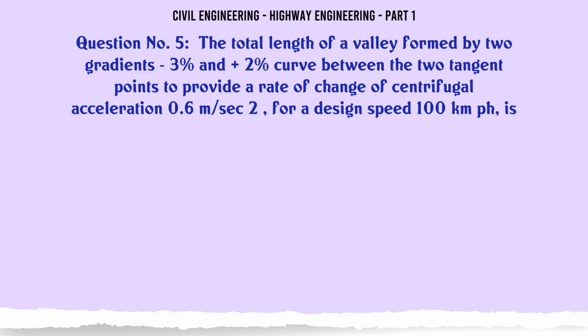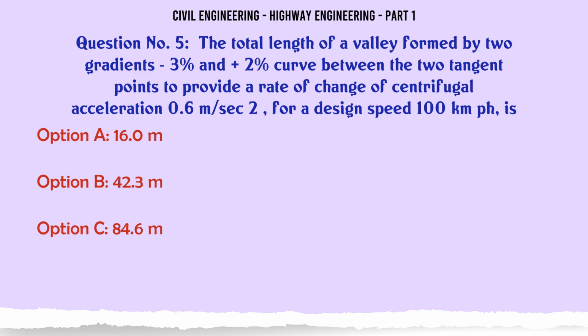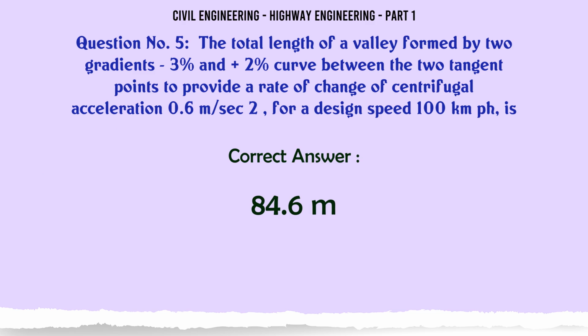The total length of a valley curve formed by two gradients, -3% and +2%, between the two tangent points, to provide a rate of change of centrifugal acceleration of 0.6 m/sec², for a design speed of 100 km/h, is A. 16.0 m, B. 42.3 m, C. 84.6 m, D. None of these. The correct answer is 84.6 m.